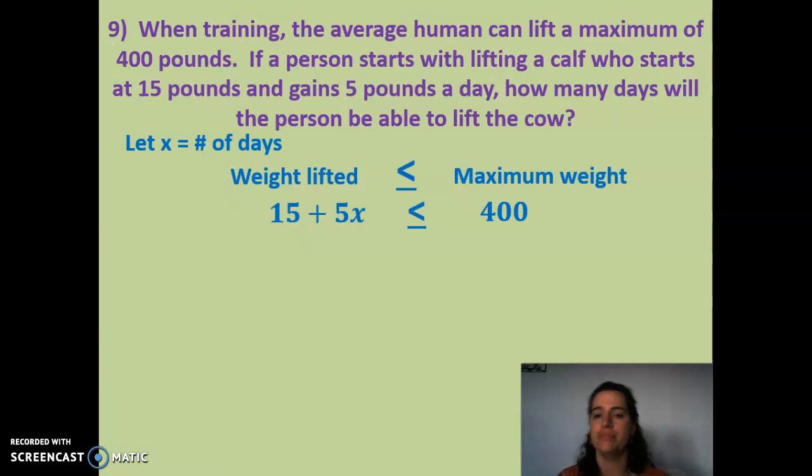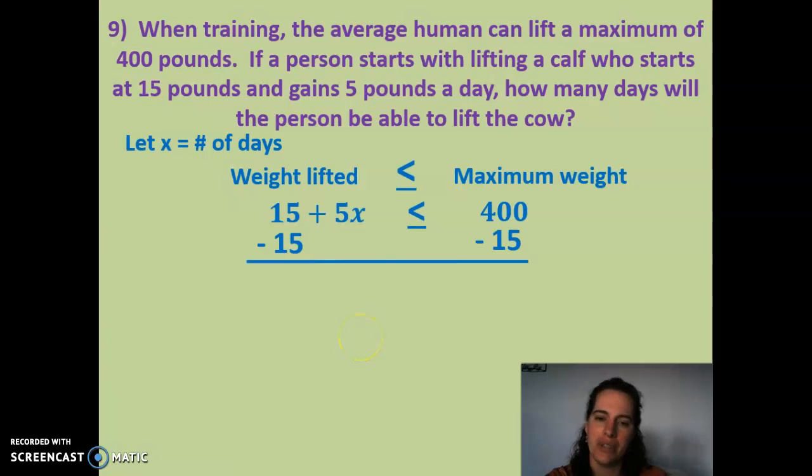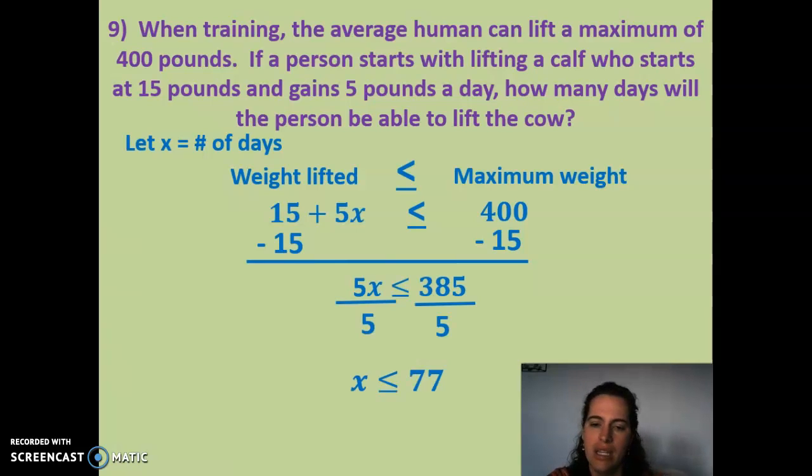Now, solving that, we got to get x on a side by itself. So let's move the 15 over, and then we can divide by 5, and we wind up with 77. Now, again, 77 is not your only answer. X, we said, was the number of days. So as long as we are doing this from day 1 to day 77, we'll be fine, right? Anywhere in there, we should be able to lift our cow.